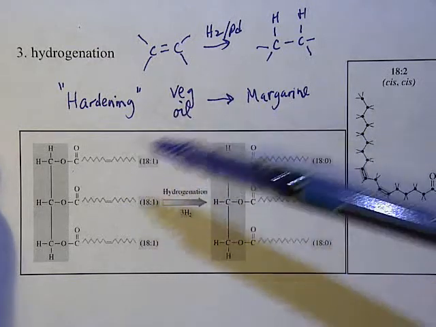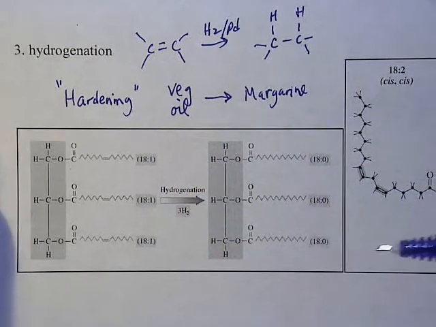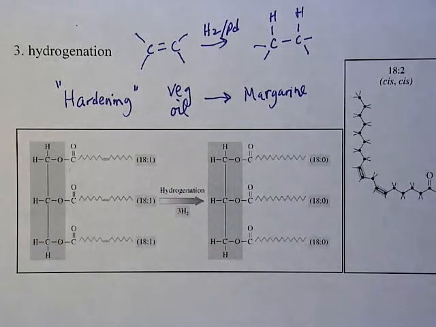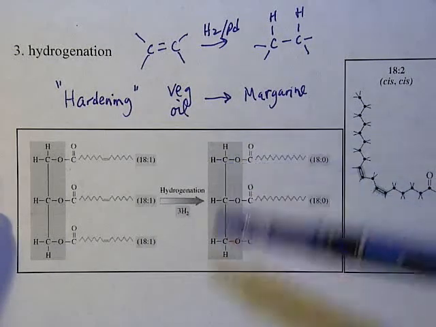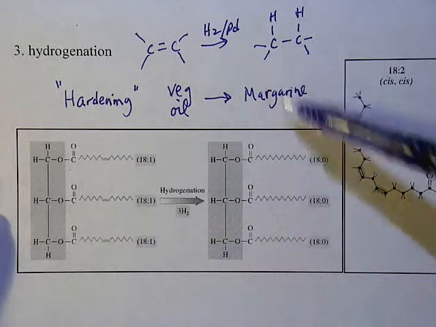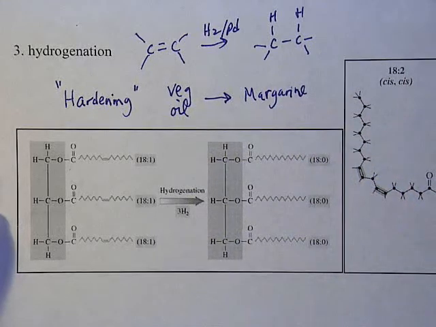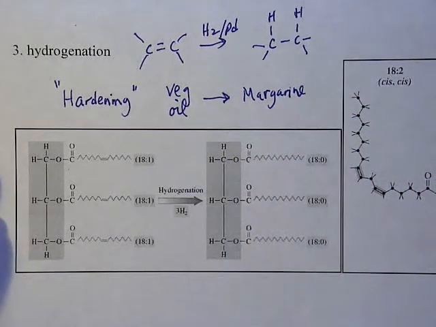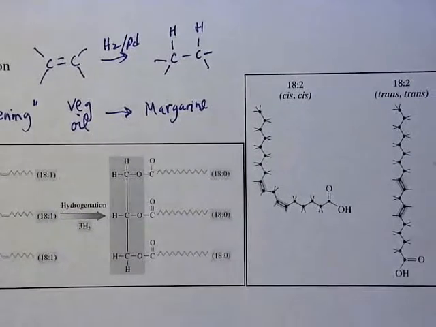All right. So the hardening process, they monitor it so that they don't all become saturated. Otherwise, it would be really, really hard. So they partially hydrogenate to the right consistency that you want. Okay.